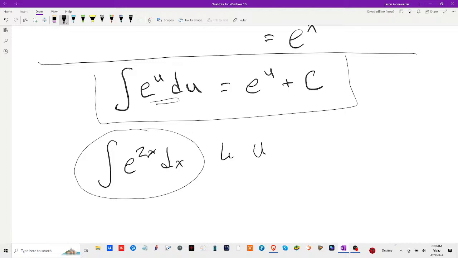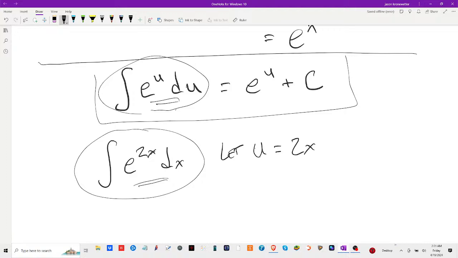So I'm going to let u equal 2x. Now I have to convert into an integral that looks like this, but I need to account for everything in this integral because that's the integral that was presented to me. I cannot change the problem that was given to me. All right, so I'm going to let u equal 2x.